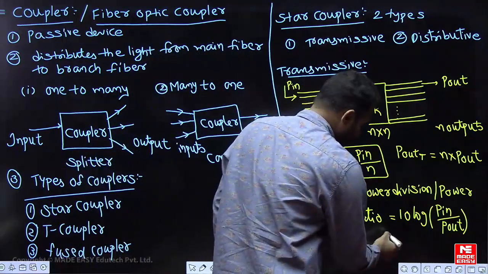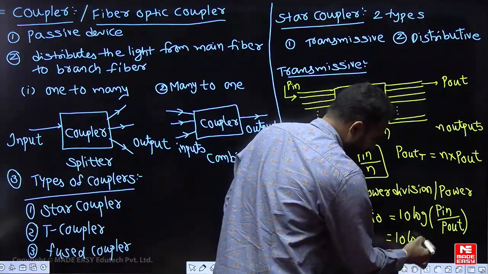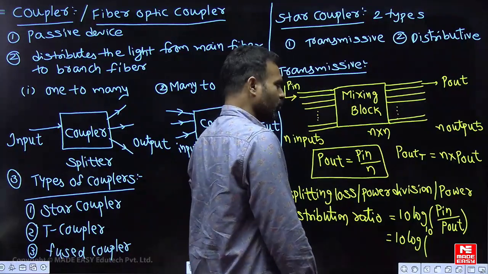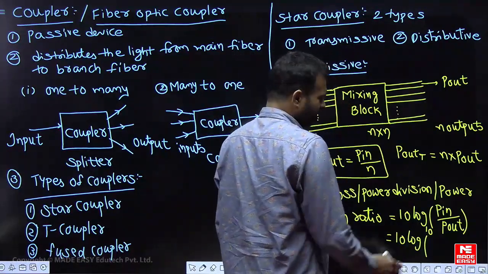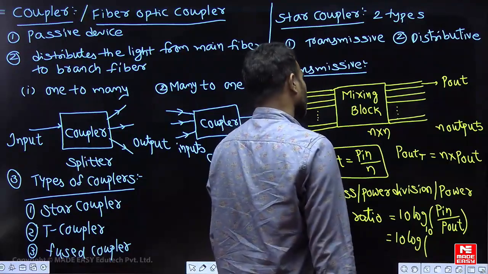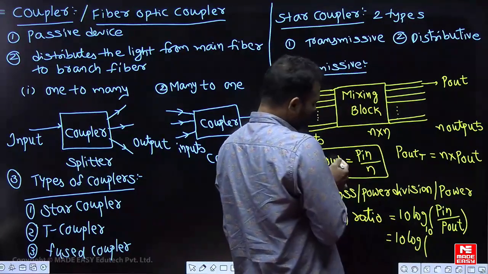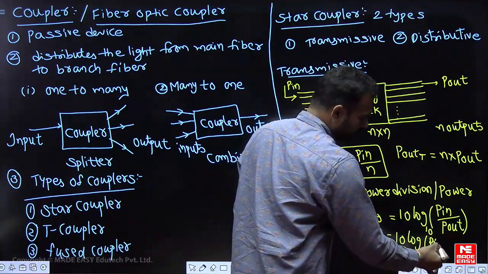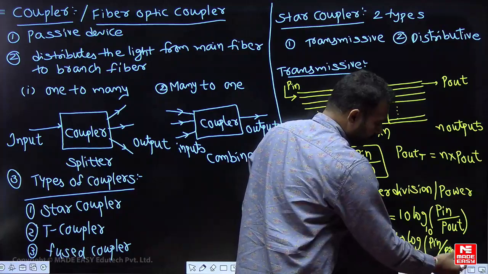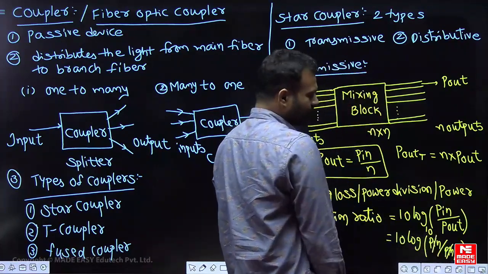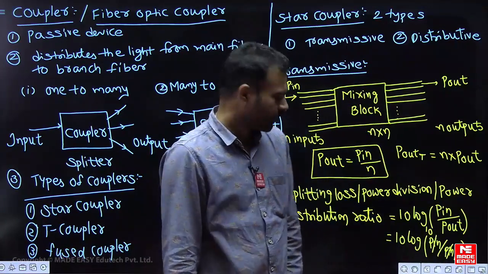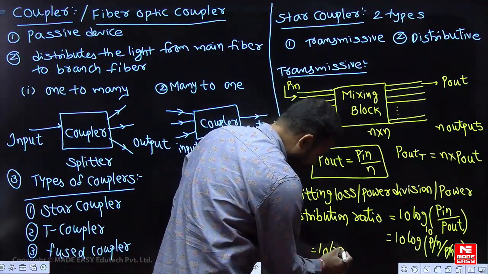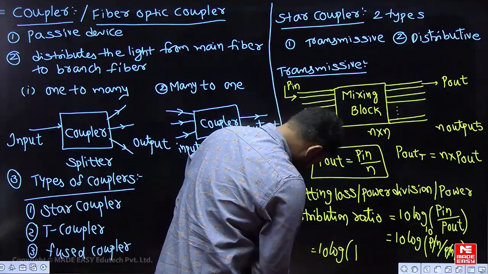Now that is equal to 10 into log of base 10. I forgot to write the base 10, students. Please make sure in the notebook you write with respect to base 10, everything is base 10 only. P in is the input power. What is P out? P out is P in by N. So I substitute P in divided by P in by N. So P in will cancel, N will come upside. Space problem, so I will write the formula here: that is equal to 10 into log of N.